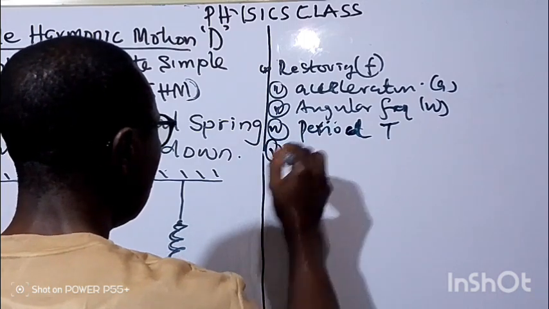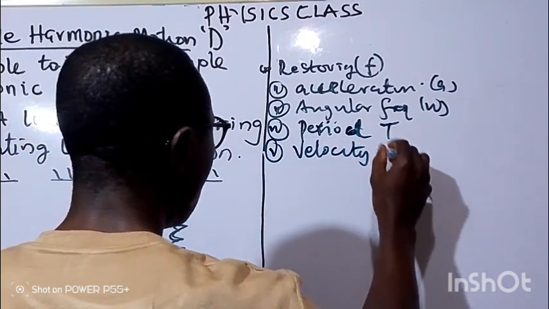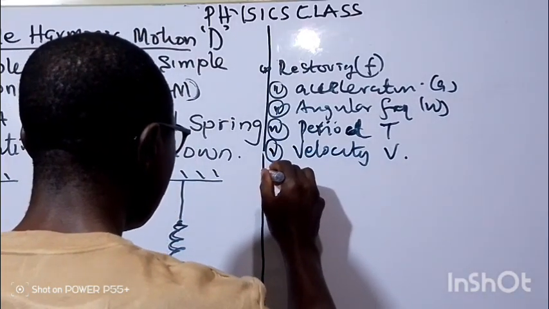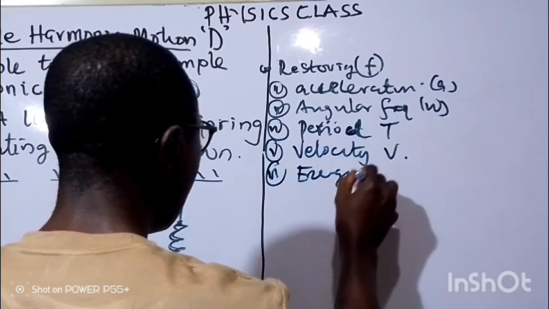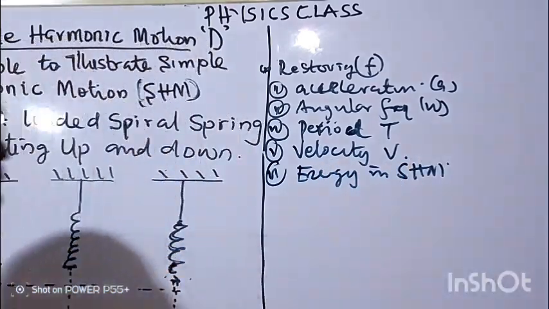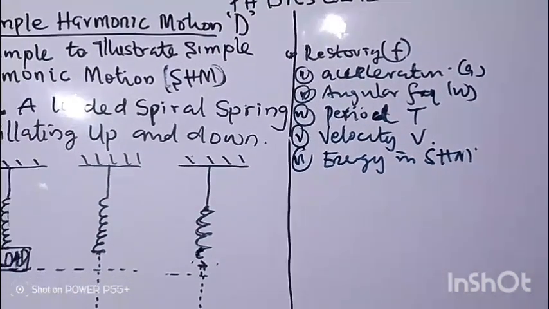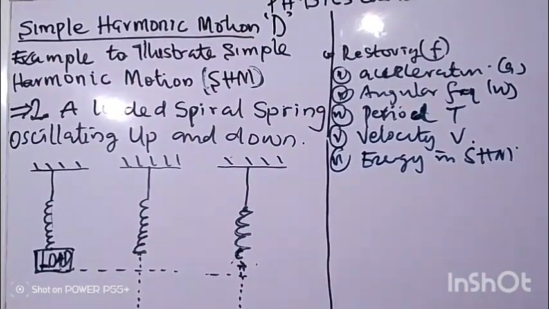Next is velocity, the velocity of simple harmonic motion. And the last one, number 6, is energy, energy in simple harmonic motion under each system. So today we want to look at a loaded spiral spring oscillating up and down, as I said.